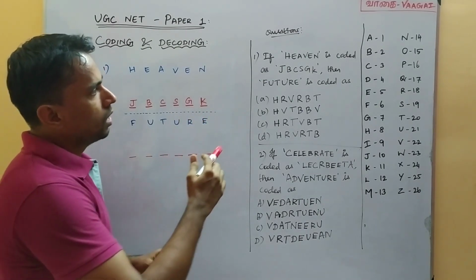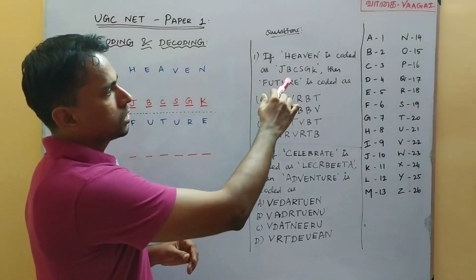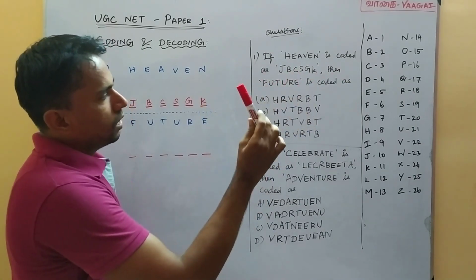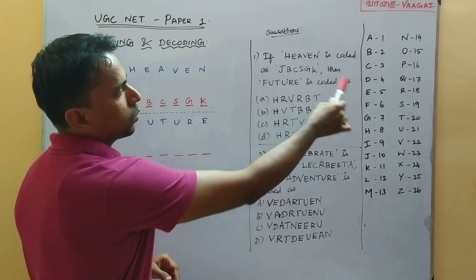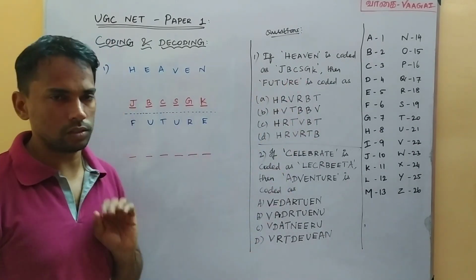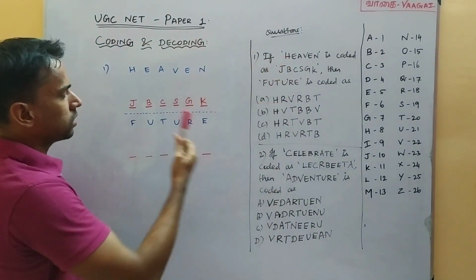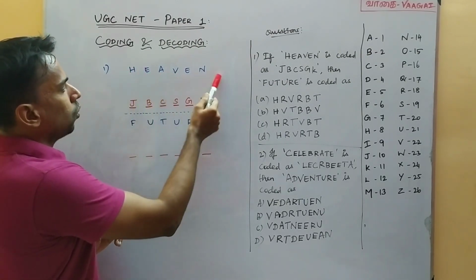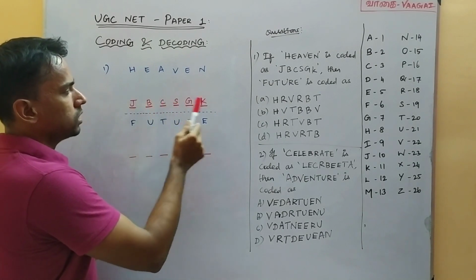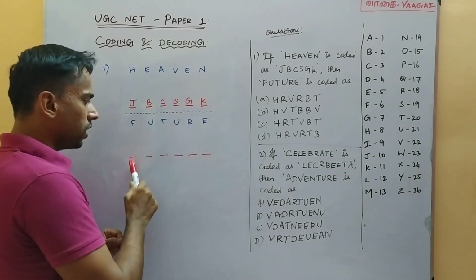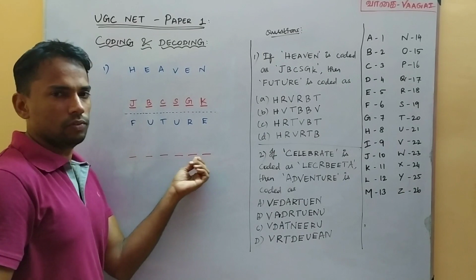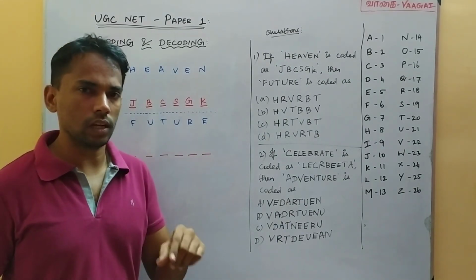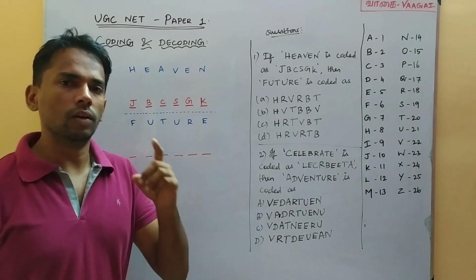The question is, if the word heaven is coded as JBCSGK, then the word future will be coded as what? And we have the options. So I've taken the same things here down. So the word heaven is coded as JBCSGK, and for future we need to find the answer, for which I have left some blanks.